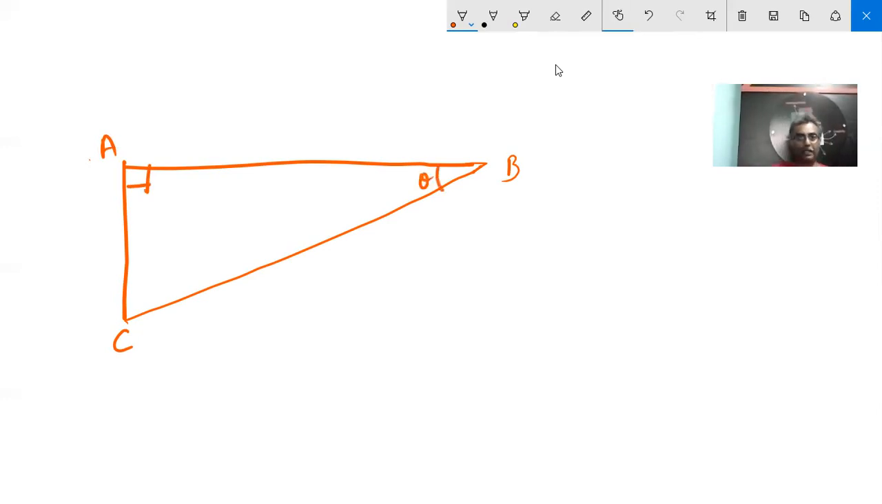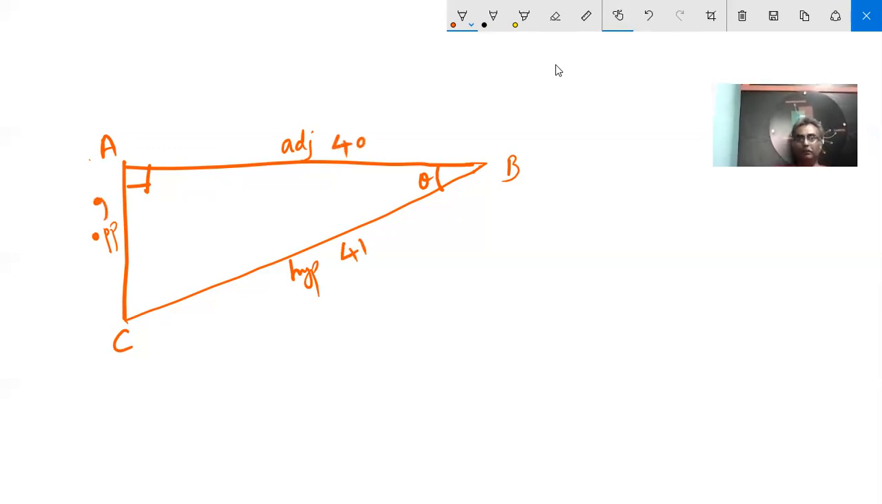So which is the opposite side? This one is the opposite side. Which is hypotenuse? Hypotenuse is CB. BC is the hypotenuse. Then AB is the adjacent side. Find all the trigonometric ratios. Hypotenuse is 41, adjacent side is 40, opposite side is 9.